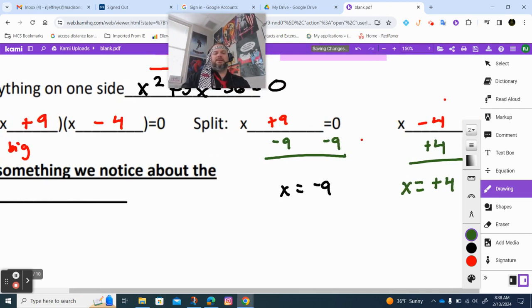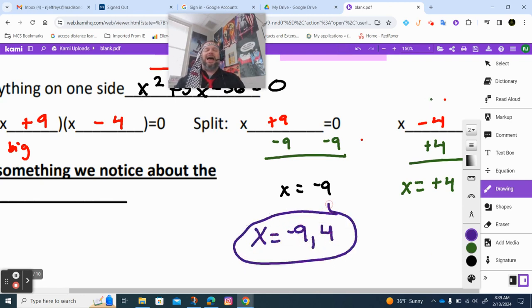All right. So, if we can just say this, we could circle this and say this is the answer, or we could say this right here. Let's do this. X equals -9 and 4. Now, I'm not going to worry what number comes first. I'm not going to make you put the smaller numbers on the left. Just give me the numbers.